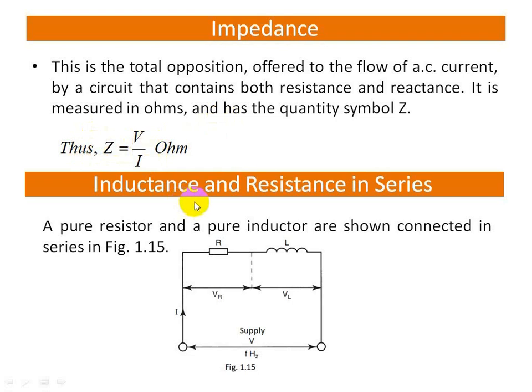Now let us consider the inductance and resistance series circuit, also called the RL series circuit. A pure resistor and inductor, R and L, are connected in series across a supply of frequency F hertz, and current I is flowing in the circuit. VR is the voltage across the resistance, VL is the voltage across the inductance. Now we will see the expressions for these quantities, and we will see the waveforms and phasor diagram.